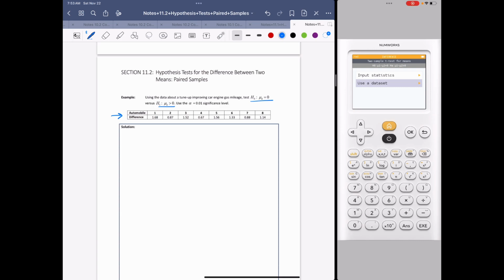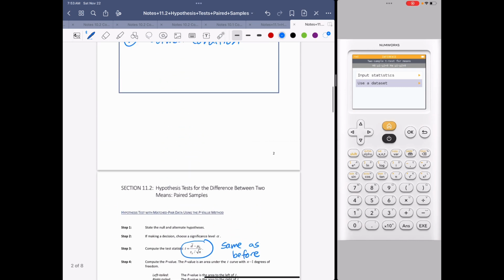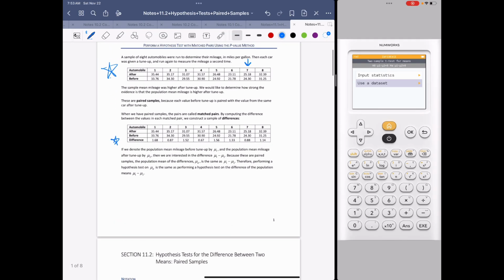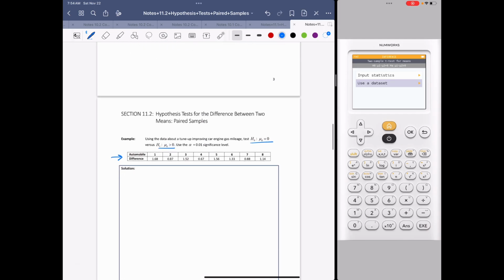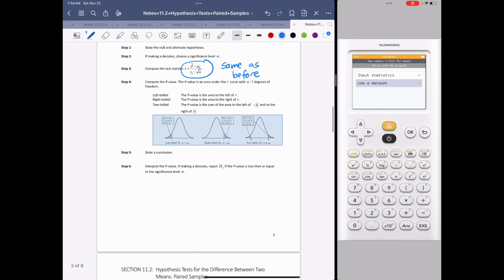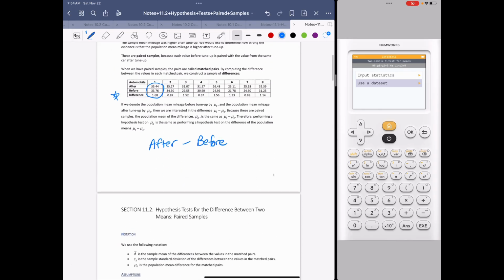But when you look back at this, the way they subtracted the differences, they did after minus before. And what they're trying to see here, if mu of D is greater than 0, is they want to see if this difference is positive. Because if it's positive, like in this first problem, it means the tune-up made a difference. It gave you better gas mileage. And if you look at all of them, they're all positive. The gas mileage improved in every single car.